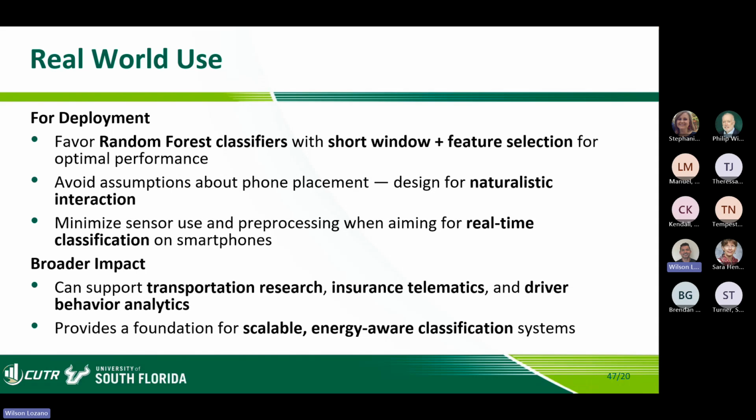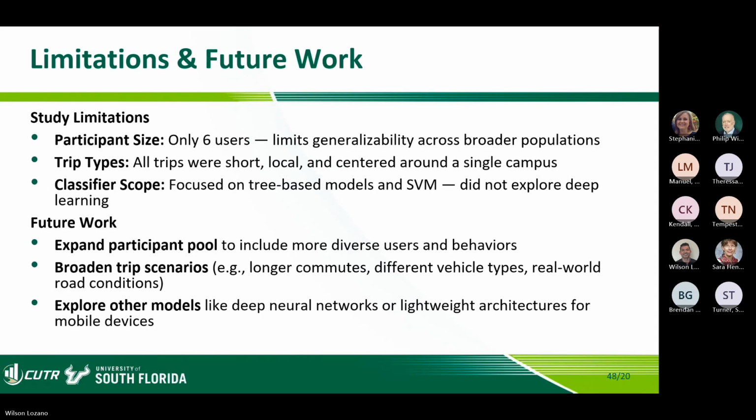And broader impact: this can support transportation research, insurance telematics, and driver behavior analytics, providing a foundation for a scalable energy-aware classification system. Study limitations: of course, as you can notice, the participation was only 6 users, so this limits generalizability across broader populations. The trip types: all trips were short, local, and centered around a single campus. So this is a limitation that can be improved.